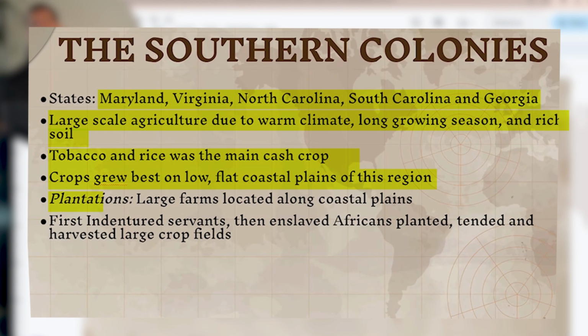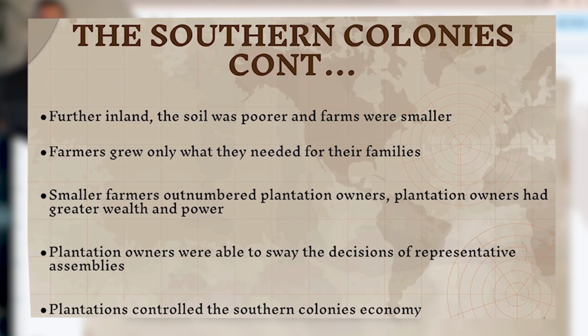At first, indentured servants worked on these plantations, but then as the colonies grew, enslaved Africans began to make the majority of the workforce up in the southern colonies. So as you moved further inland in the southern colonies, the soil became poorer and farms were smaller. We are now approaching the Appalachian Mountain regions in the southern colonies. Farmers grew what they needed for their families, very similar to in the New England colonies.